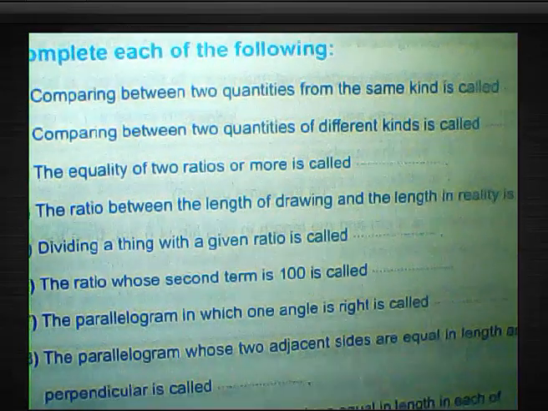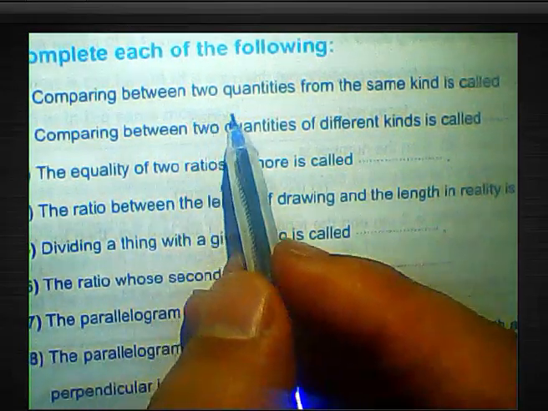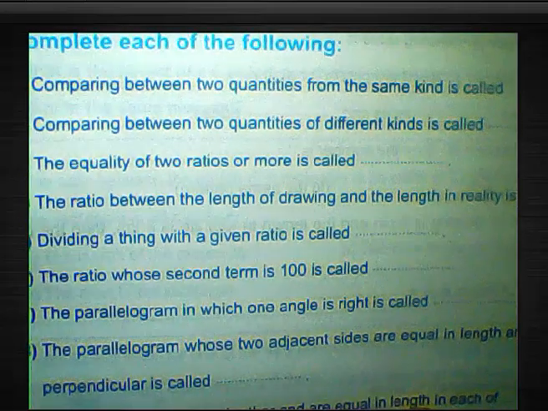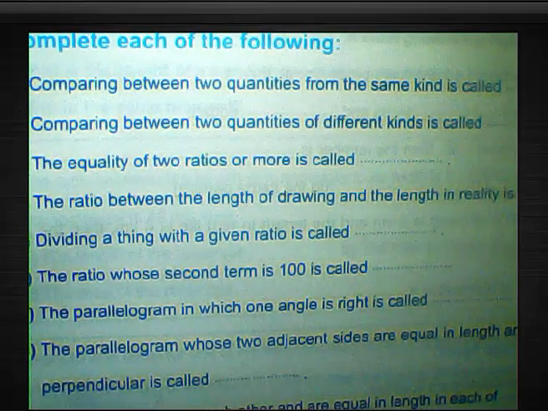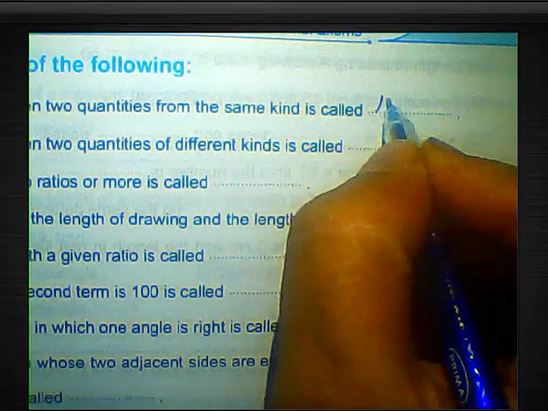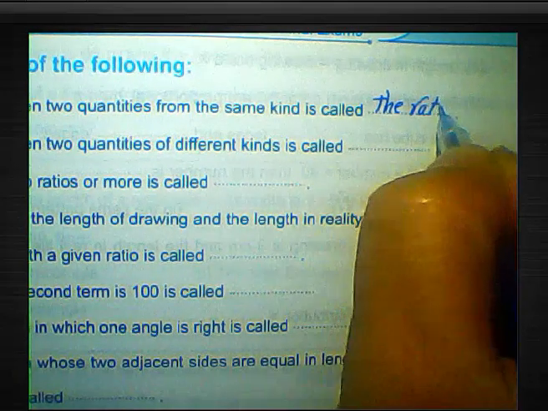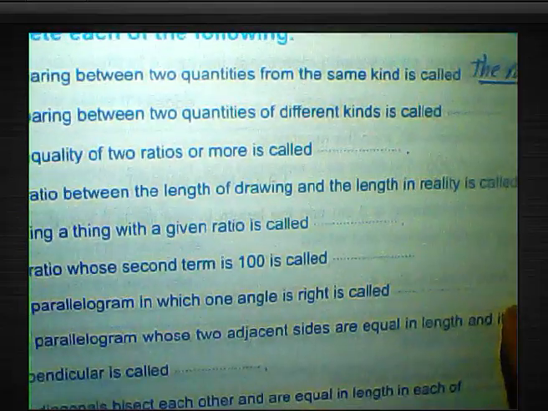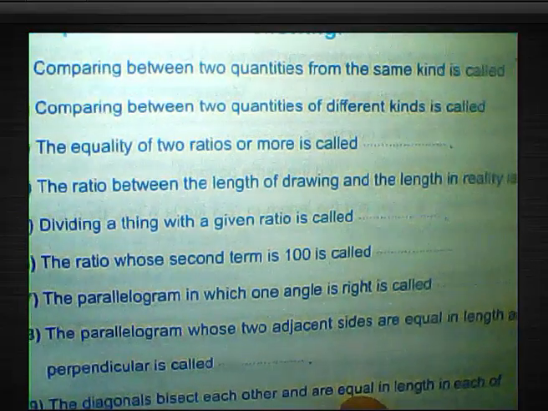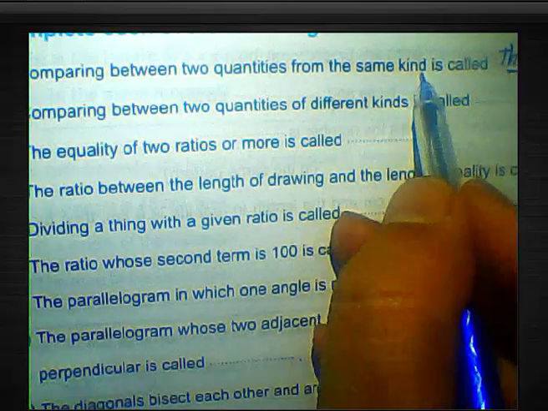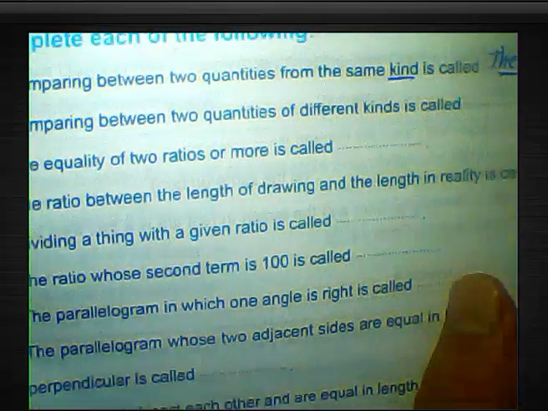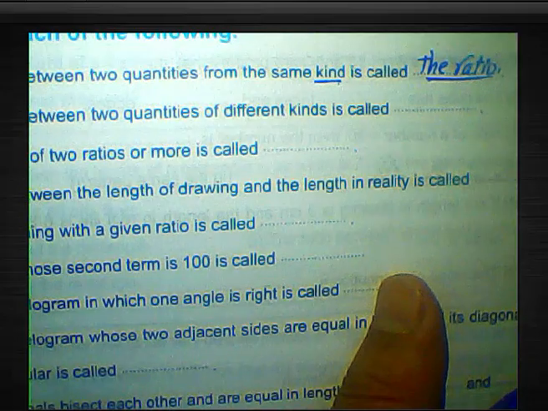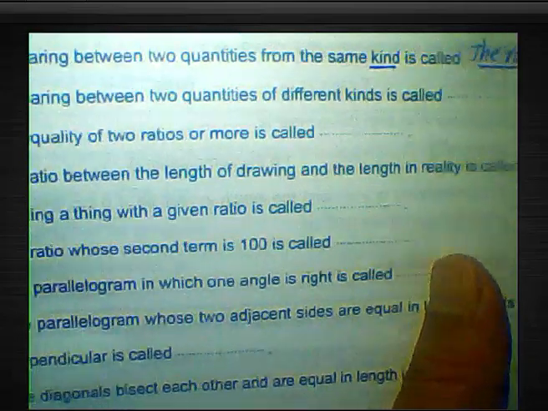Complete each of the following. Comparing between two quantities of the same kind is called the ratio. Okay, we must know the definition. The ratio is comparing between two quantities of the same kind. It's called the ratio.